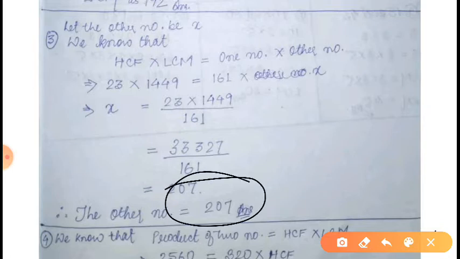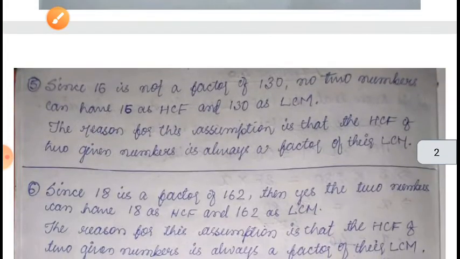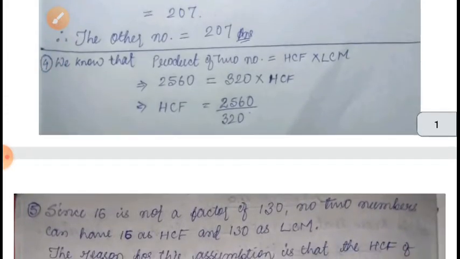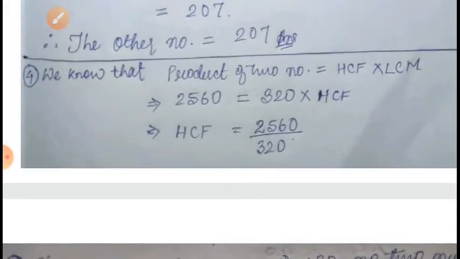I hope you have understood this. Now next is question number 4. It is very easy, that is why I have done it here. Again, that is also the same type of question. Here it is written, the product of two numbers is 2560 and their LCM is 320. We have to find the SCF.